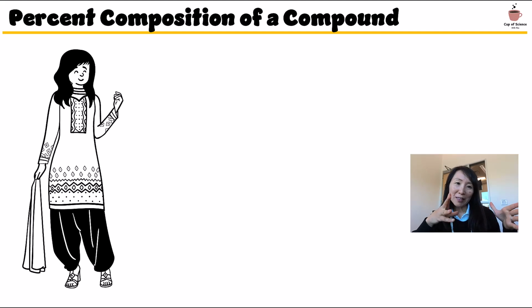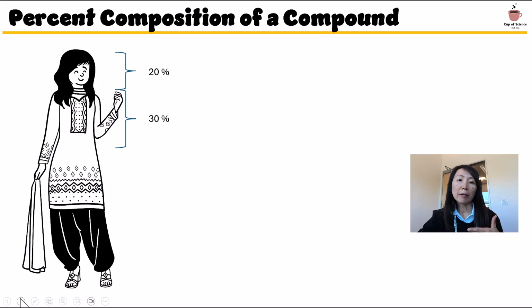If I take a look at this image over here of a person, and I were to separate the different parts of the body based on their percent composition with respect to size, I can say the head region is 20%, the body region is about 30%, and then this is 50%. I mean, this is just a general estimate in terms of size. But we can talk about different composition.